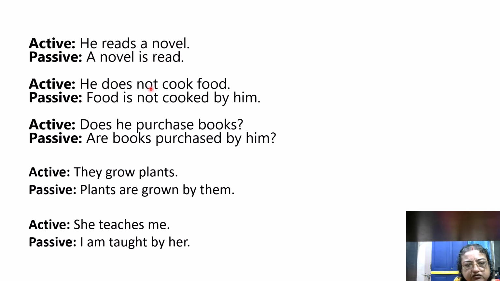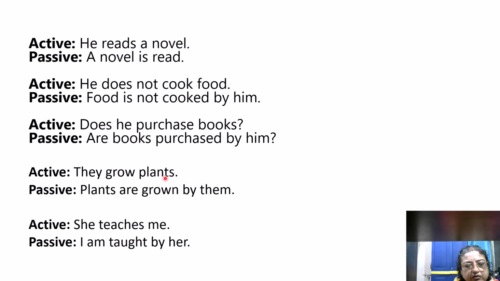Now, he does not cook food. We use es added in does because it is a singular subject, and for the negative sign we use not. So, does not cook food. Food is the object and it is singular, so we use is: food is not cooked by him. The pronoun form changes here. Now the question sentence: does he purchase books? Books is plural, and this object becomes the subject in the passive, so we have to use are: are books purchased by him? So he becomes him.